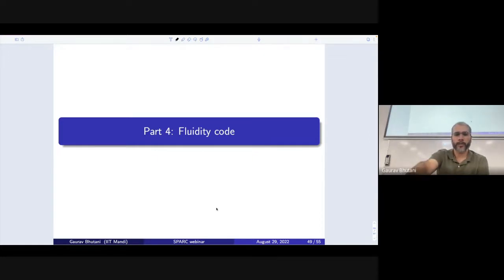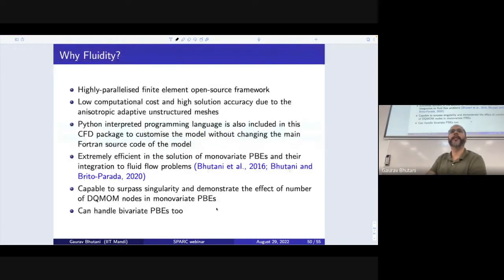Now talking about the Fluidity code, why are we using Fluidity? Why are we using FEM in general? Now strictly speaking, the finite volume method is a special case of the finite element method. If you take 0th order polynomials, then you get the finite volume method. So mathematically speaking, finite volumes is a special case of finite element.